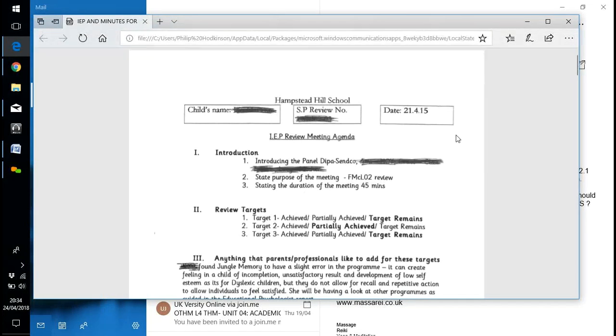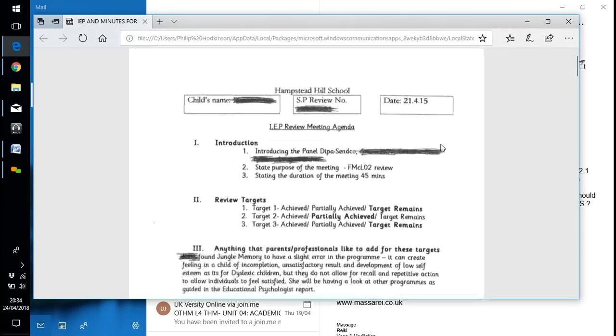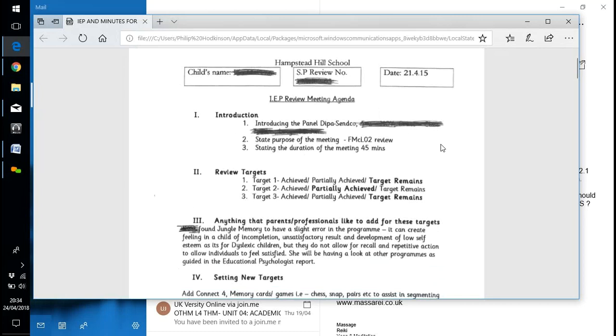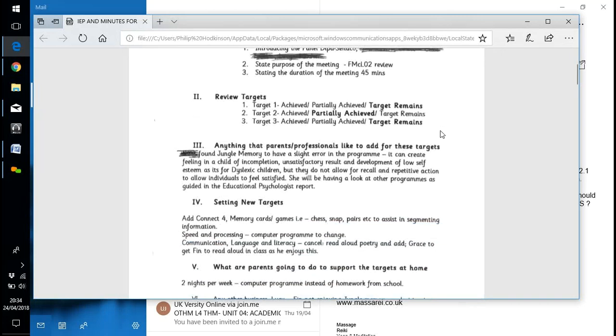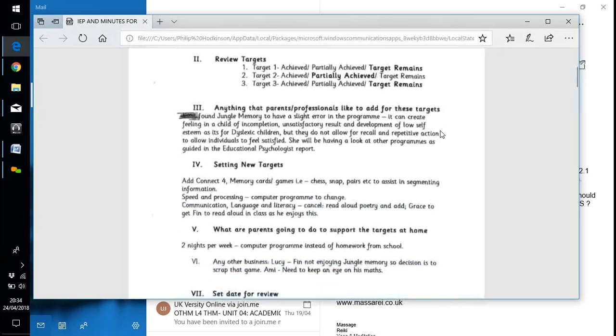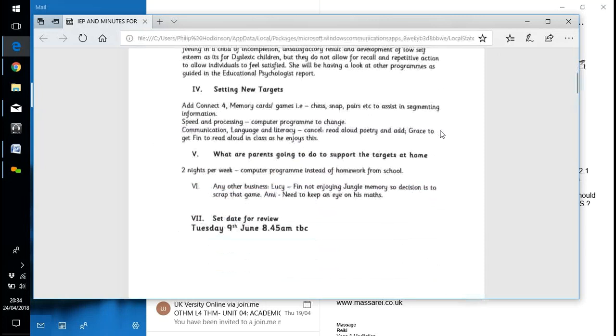Yeah, that's great. When you write your script about it, just refer to them as learner A and learner B. That's all you really need to do. But include the name, review number, date when it was done, introduction, the purpose of the meeting, review targets, target 1 partially achieved, anything that parents or professionals would like to add, any notes. This is more the minutes.